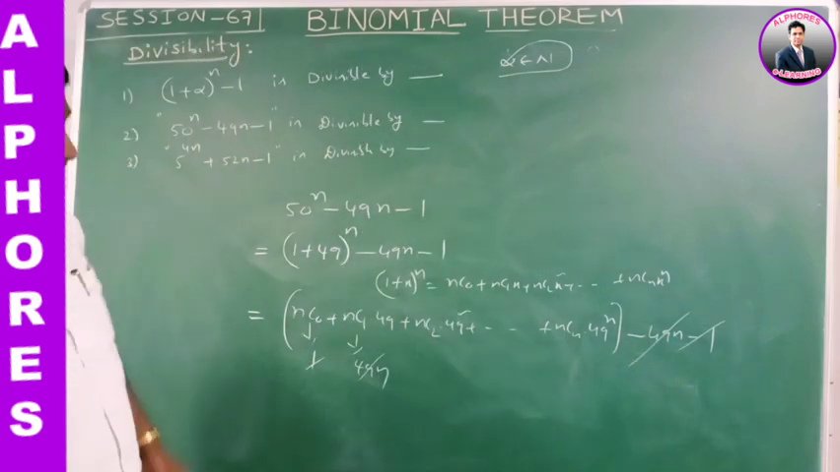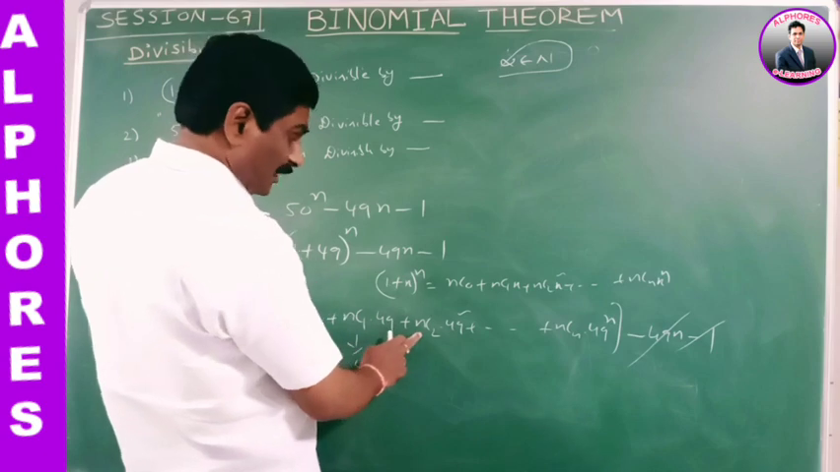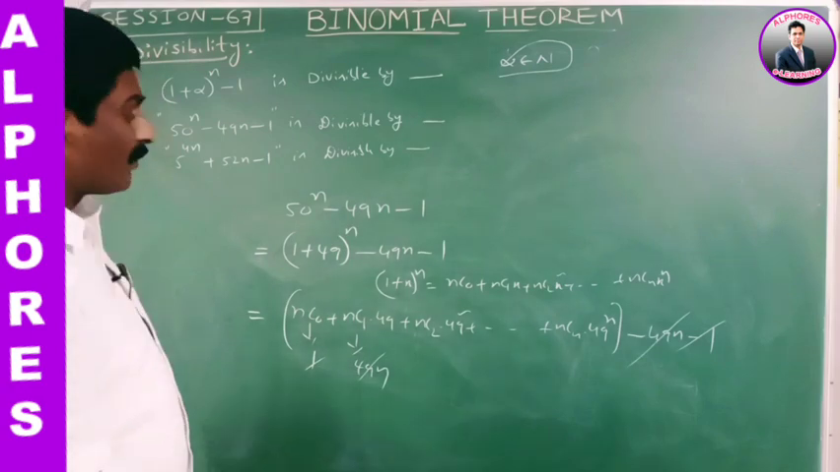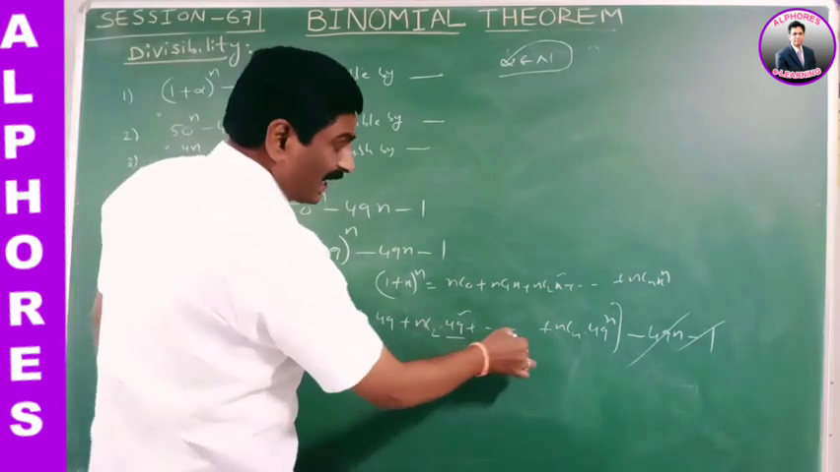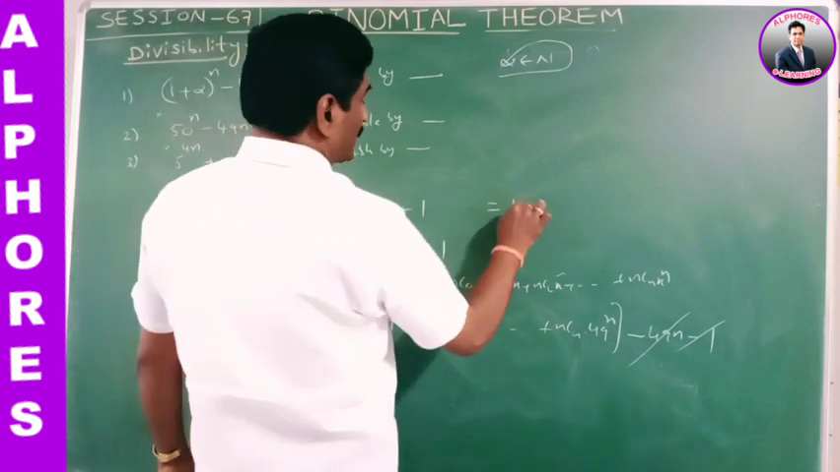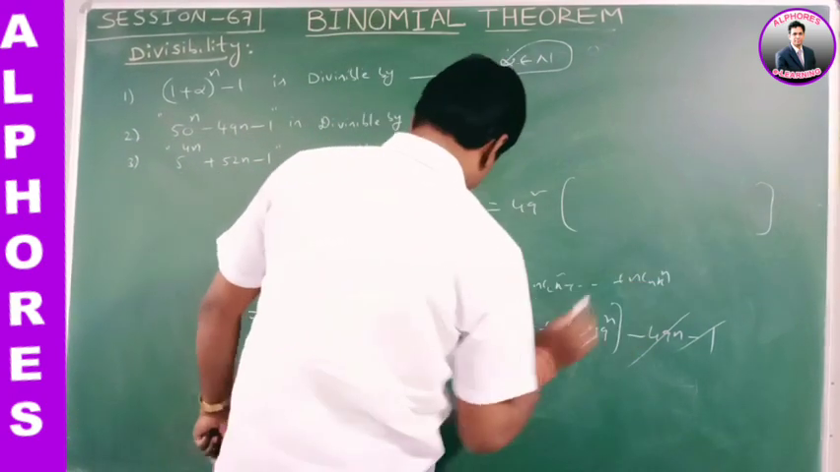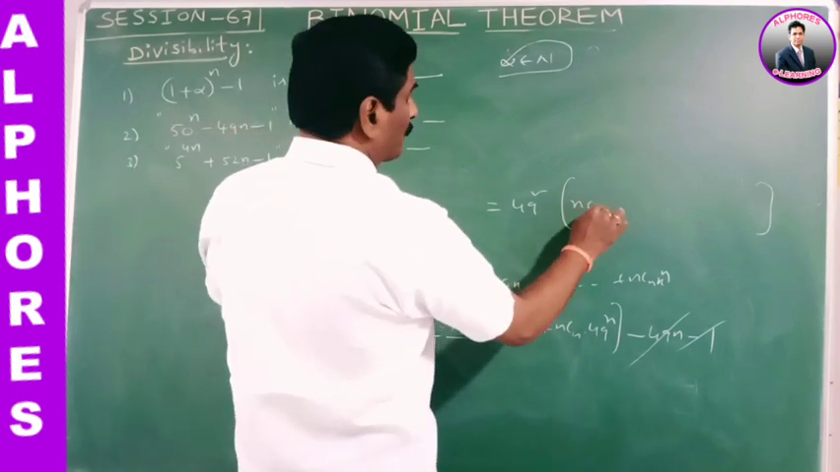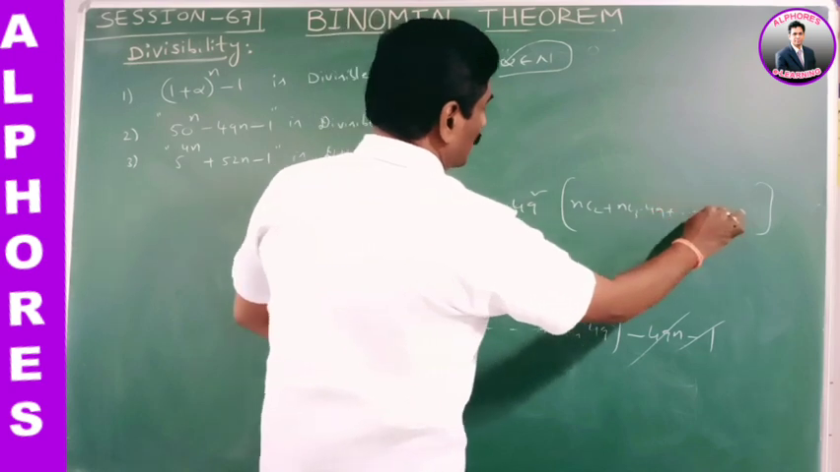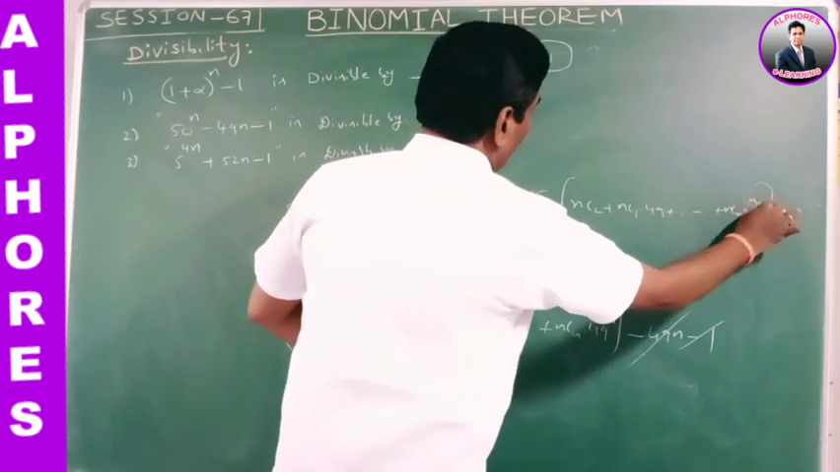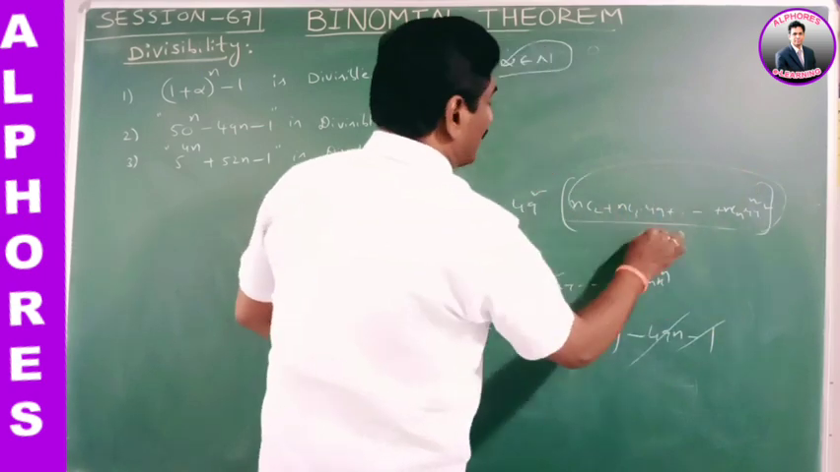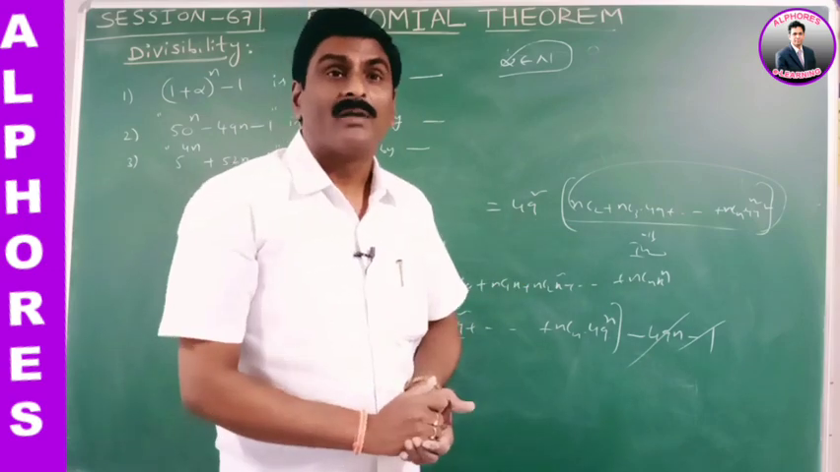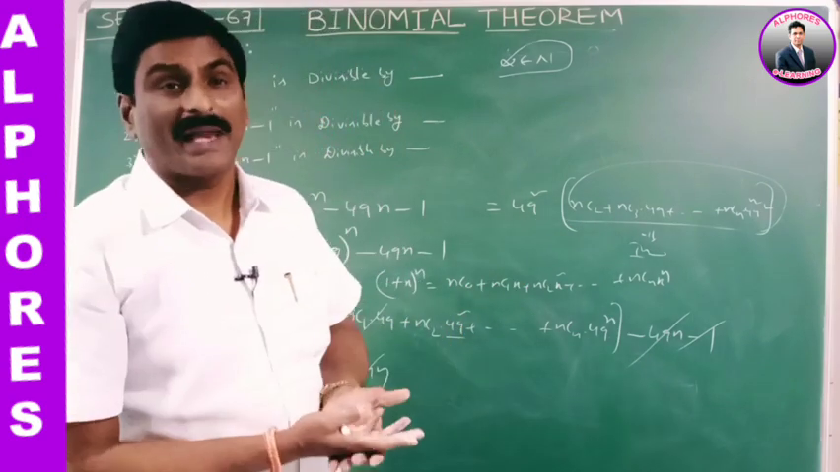Please observe the remaining terms: nC2 times 49^2, nC3 times 49^3, and so on. What is the common term in these values? 49^2, 49^3, and so on. In this case the common term is 49^2 times a sum: nC2 + nC3 times 49 + and so on, up to nCn times 49^(n-2). In total this value is always an integer. 49^2 times an integer means this number is divisible by 49^2.